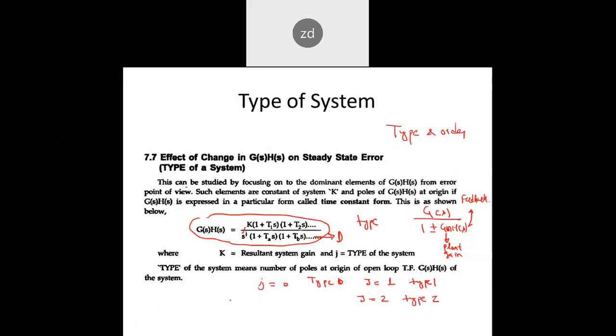And the highest power of S in the denominator will demonstrate the order of the system. So this is the difference between order and type.